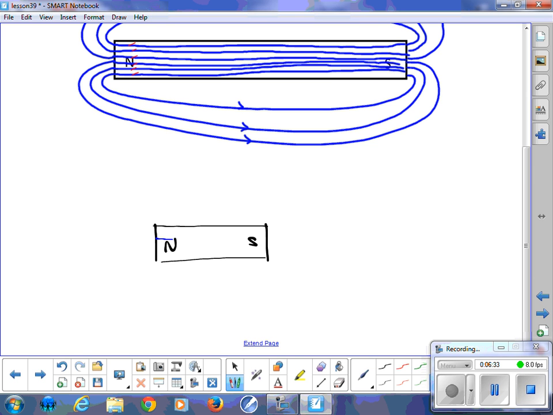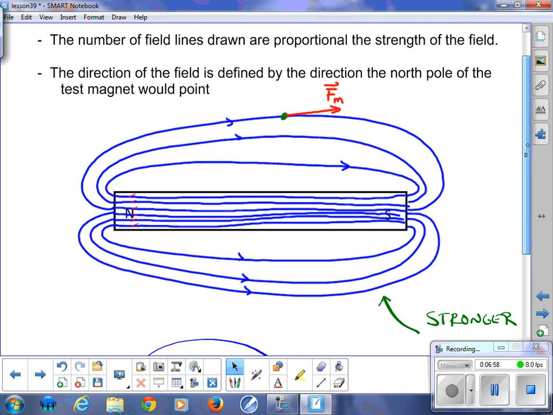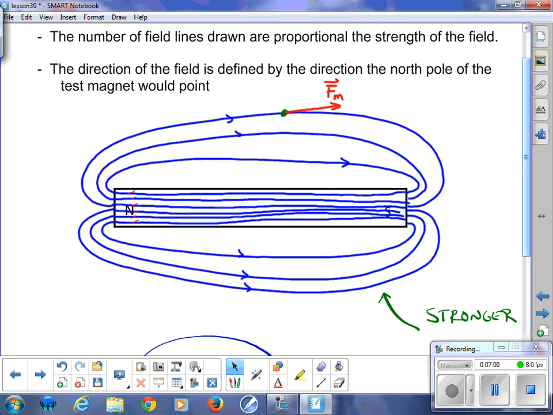I want this one to be significantly weaker. So I'm only going to draw 2 field lines through it, which would mean I'd have one going in either direction. So this would represent a significantly weaker magnet. And then this would represent a much stronger magnet, because it depends on the number of field lines, as mentioned up there. So if you want to represent a very, very strong magnet, you would draw many, many field lines. And the direction of the field is defined by the direction of the North Pole.